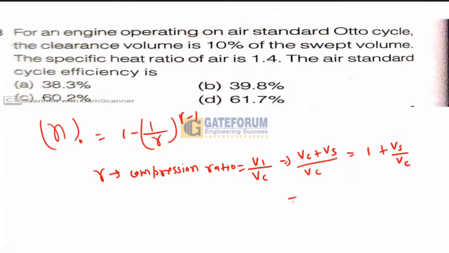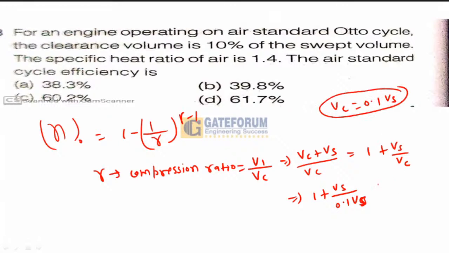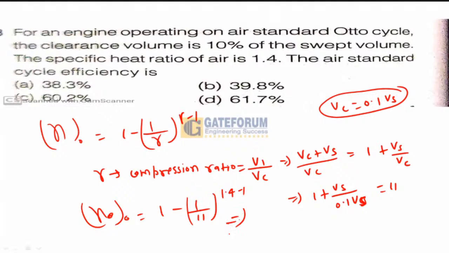In this question one thing is given: Vc equals 10% of Vs, that is 0.1 of Vs. So directly you can write from this, and if you solve, you will get the value of r as 11. Once you get r, that means 11, we can solve this very easily. Efficiency of Otto cycle is 1 minus 1 upon 11 whole power 1.4 minus 1. If you solve, the answer will be 61.67.